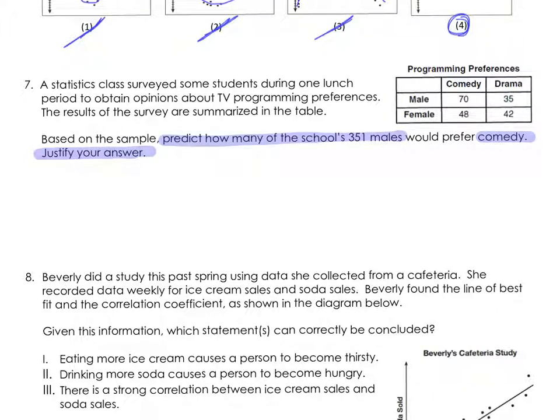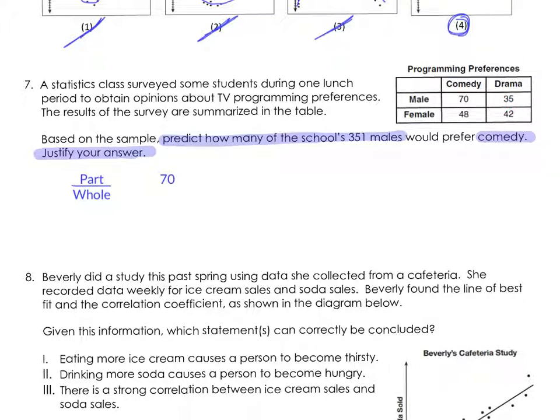In order to predict this, I'm going to look at my table and see how many males preferred comedy. Males that preferred comedy, if I look at the table, is 70. But it's 70 out of what? Well, we know that we're predicting, so we probably want to see a percent. So I'm going to look at part divided by whole. It is 70, but how many is it out of? Well, the survey only included 70 plus 35, which would be 105 males.